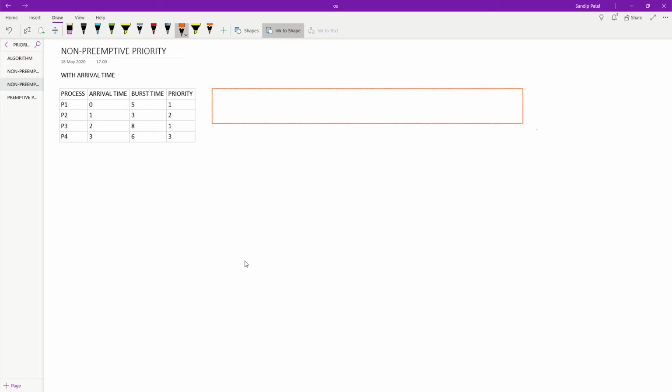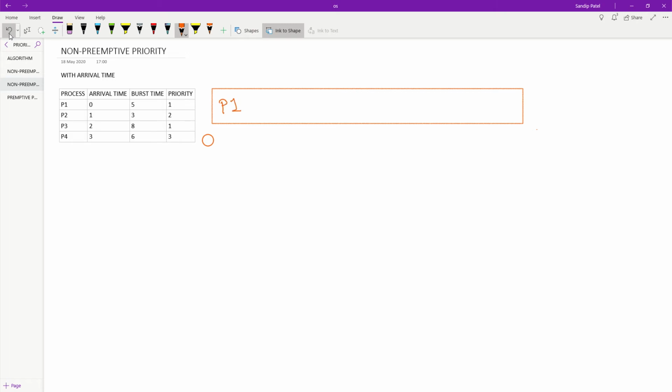At 0 millisecond, again starting with 0 millisecond. At 0 millisecond here the arrival time is given, so go according to the arrival time. At what time how many processes are in the ready queue? So at 0 millisecond, how many processes are in the ready queue? That is only P1.